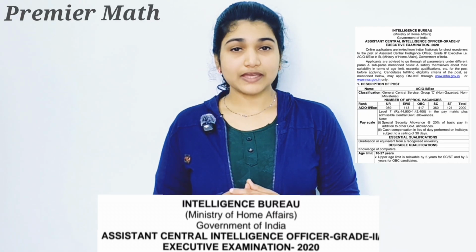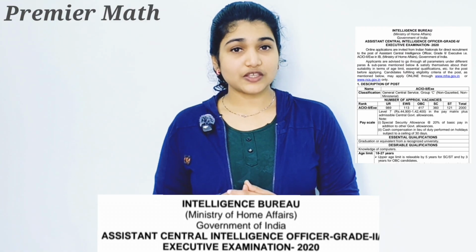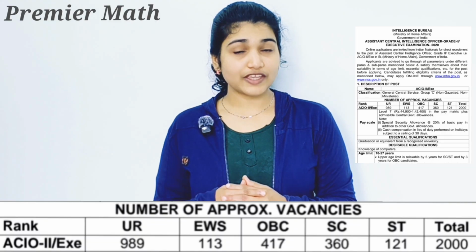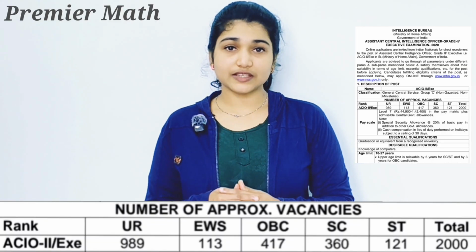Today I am going to solve IB ACIO previous year questions. IB ACIO means Intelligence Bureau Assistant Central Intelligence Officer. 2000 vacancies are reported in this year's notification. The notification is attached in the description box. Please read it from there.